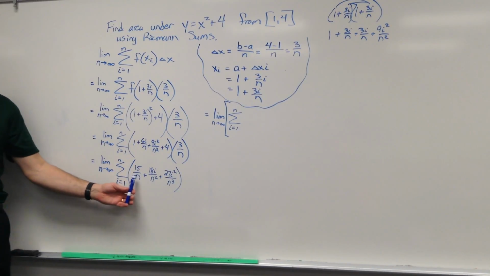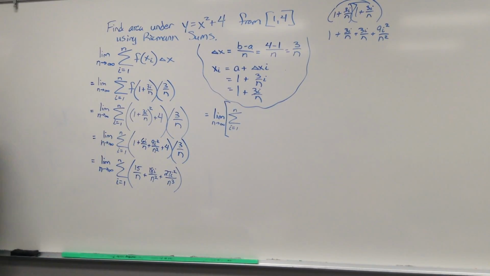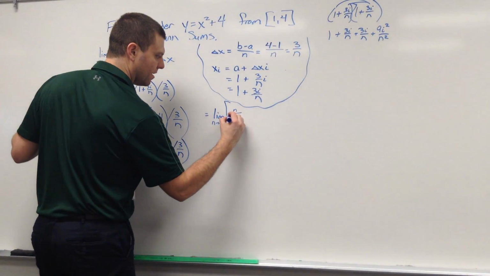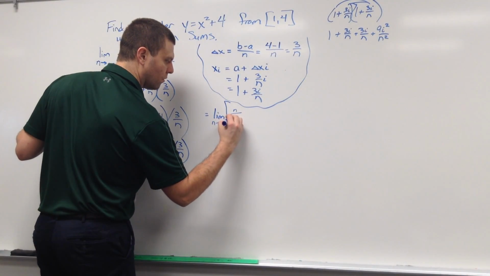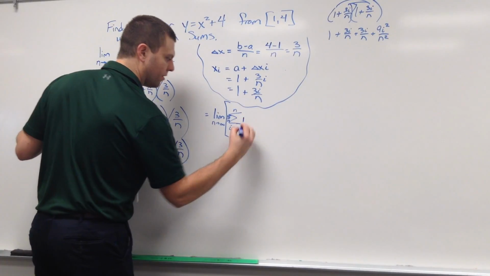So we're going to sum each of these individually. To do 15 over n, how have we been doing that? As i goes from 1 to n, you can pull out 1 over n. I suppose you could even pull out 15 over n if you wanted to, because it's going to stay put, and then you just have 1 there. So I got 15 over n out in front, and then I just have 1 right there.